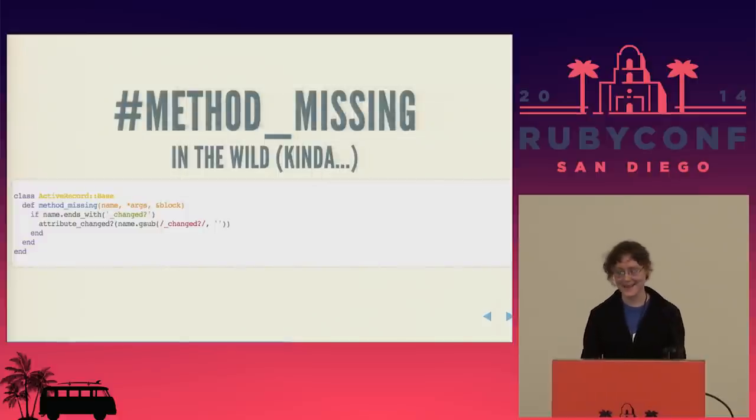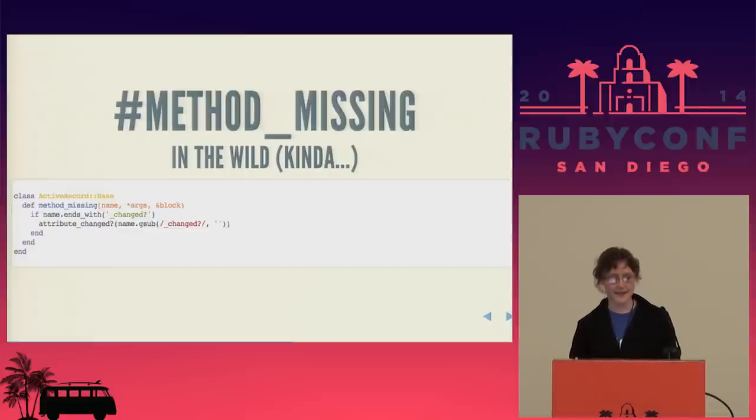So in the wild, method missing looks a little like this. This is an oversimplification of how Active Record uses it, but this is the general shape. Method missing gets passed the bag of arguments that you sent to the object and decides what to do based on them. This oversimplified version resembles many beginner method missings, including my own, which is a huge problem because it's making three common mistakes.